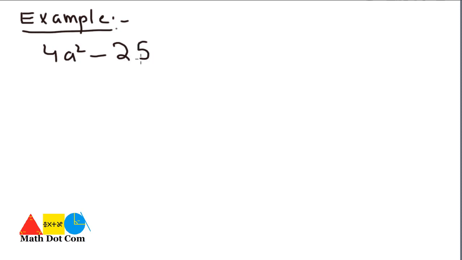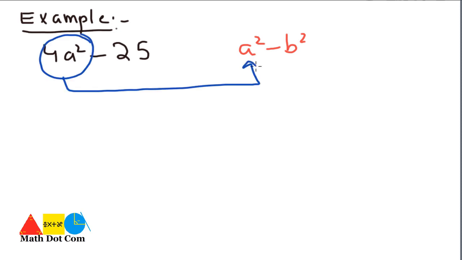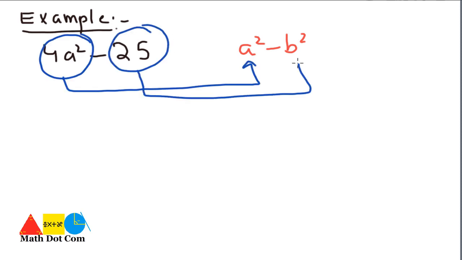We have an example that is 4a square minus 25. We will write the identity on one side so that you can easily compare it with that. That was a square minus b square. We will take the left hand side of the identity and we have to find out the right hand side. So let's compare it with the identity. It is clear that this term is equal to this and this term is equal to this, so we can write them in that form.